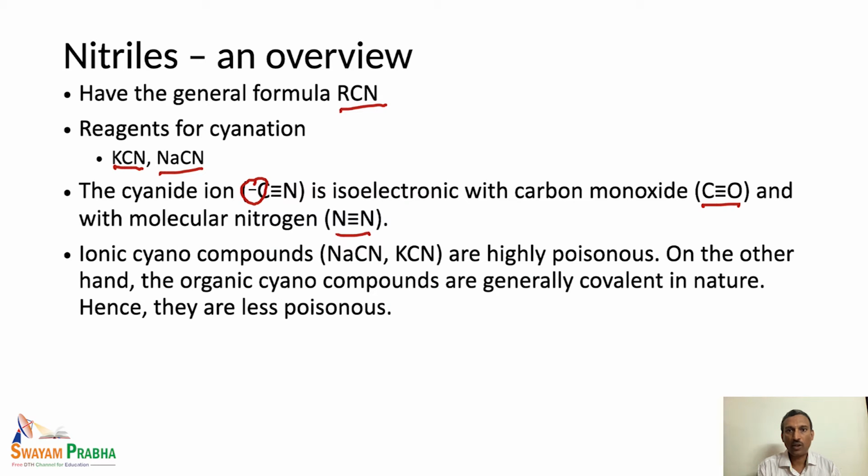Generally, the cyano compounds are considered as poisonous compounds because many of the ionic cyano compounds like sodium cyanide and potassium cyanide are highly poisonous. On the other hand, many of the organic cyano compounds are generally covalent in nature. So the major difference between poisonous and non-poisonous or less poisonous is basically the ionic nature. The ionic cyano compounds are highly poisonous, whereas the covalent organic cyano compounds are less poisonous.